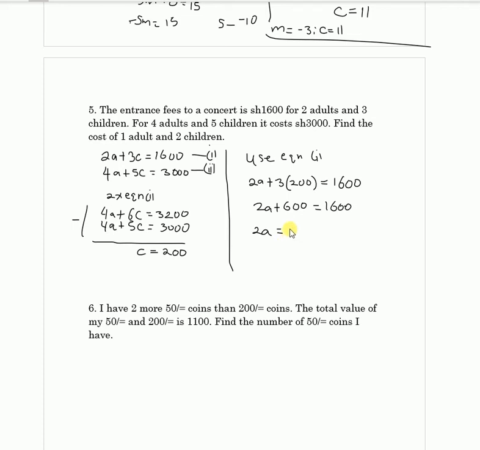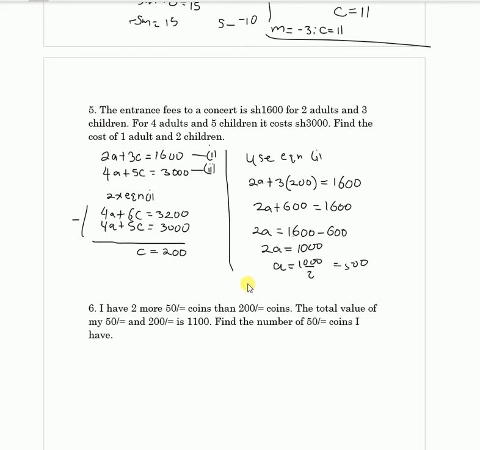Yes, so this is 1600 minus 600 to get that 2a is equal to 1000, and a is equal to 1000 over 2, which is equal to 500. So find the cost of one adult and 2 children. They are talking about one adult and 2 children.